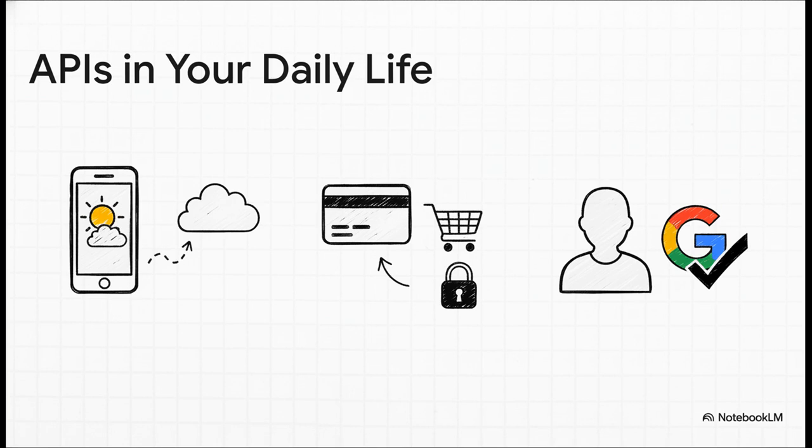When you open your weather app, it's using an API to ask a big weather service for the latest forecast. When you click Pay with PayPal or your credit card, that's an API securely sending your payment request. And that super handy Sign in with Google button? Yep, that's an API, letting a website securely ask Google, hey, is this person legit? All without ever sharing your actual password.